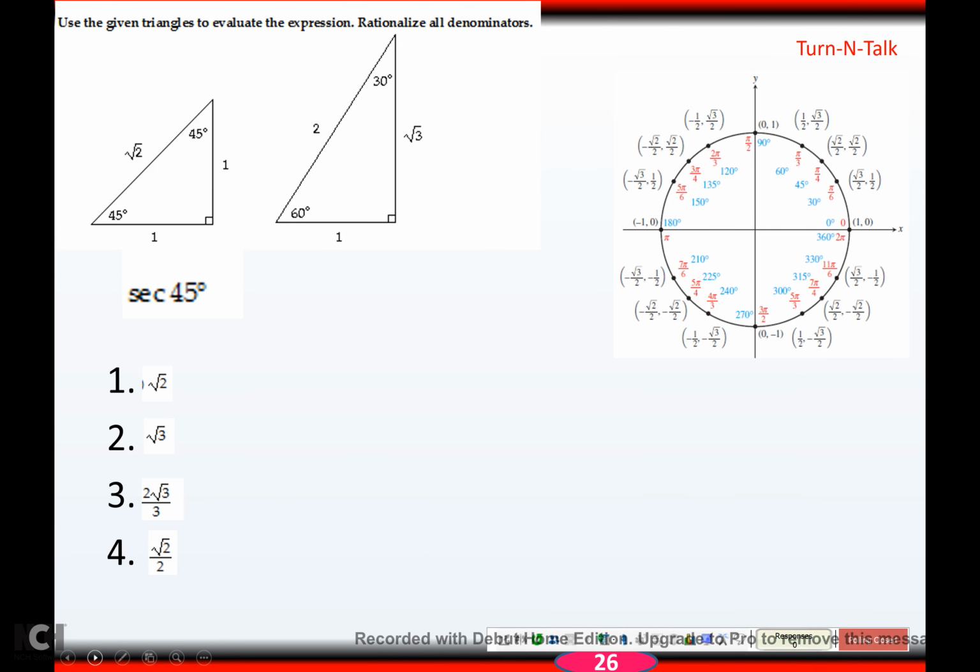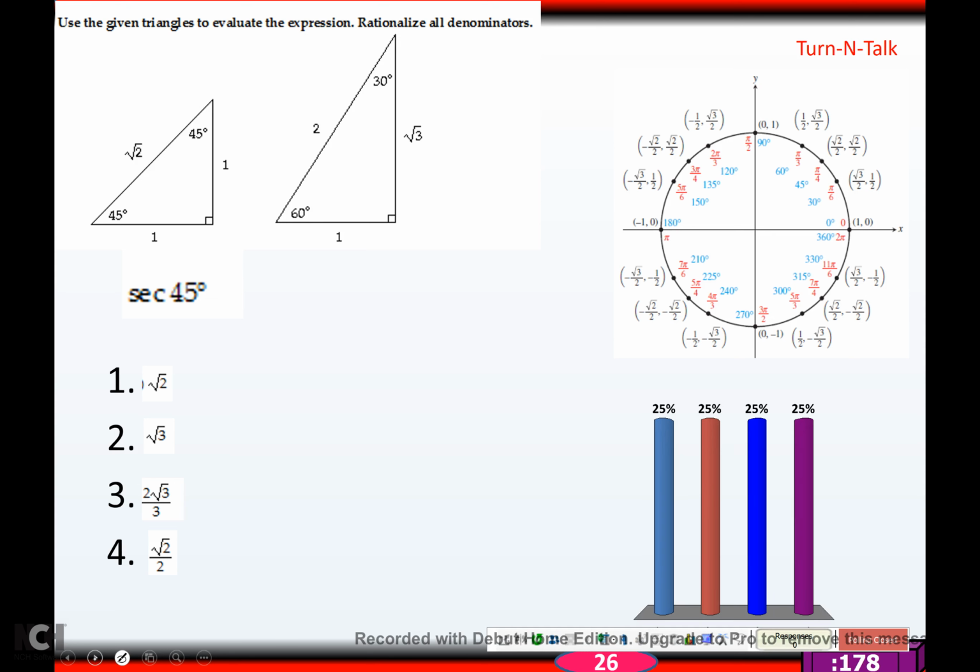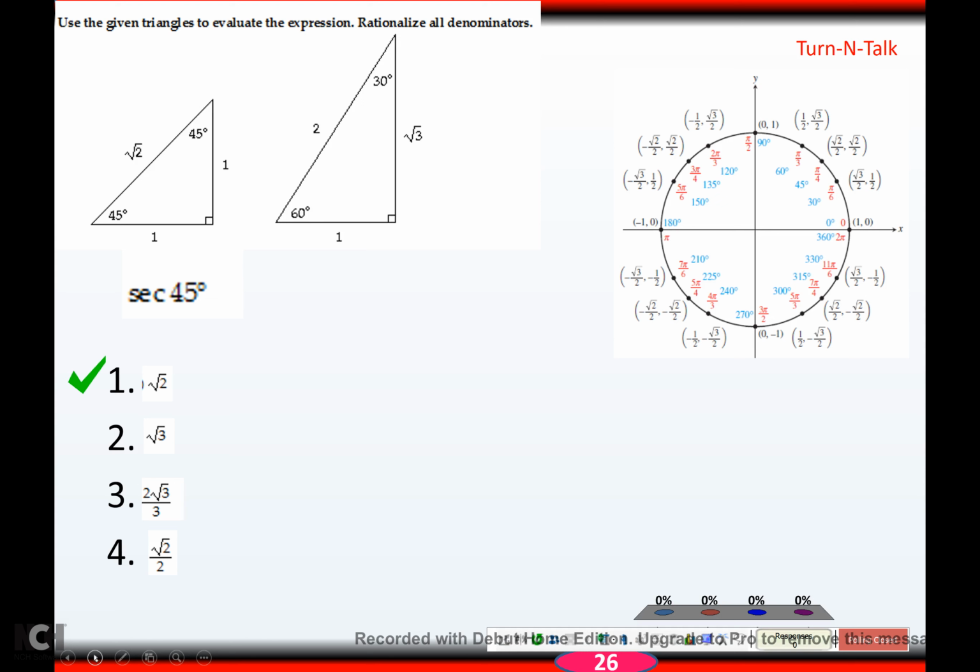Alright, you try one, hit pause, come back when you're ready. And hopefully you got the square root of 2. 45, secant. Secant is hypotenuse over adjacent. So it would be the square root of 2 over 1, which is just the square root of 2.